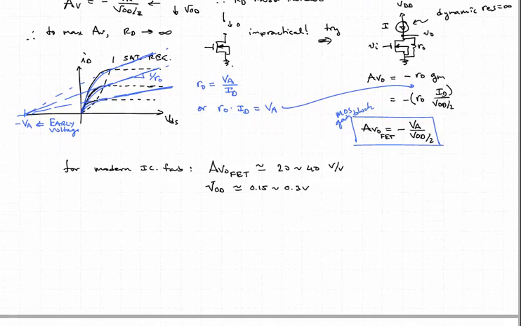So what we've looked at so far is the MOSFET gain block, and we've seen that the maximum achievable gain is VA over VOD over 0.2, and for modern IC fabrication, there's a limit to 20 to 40 volts per volt, and VOD is in the range of 0.15 to 0.3 volts.